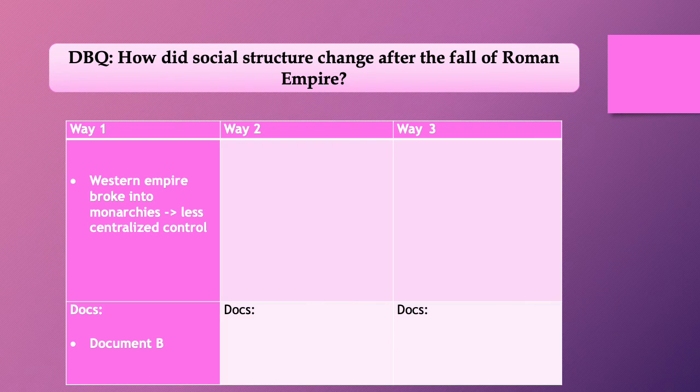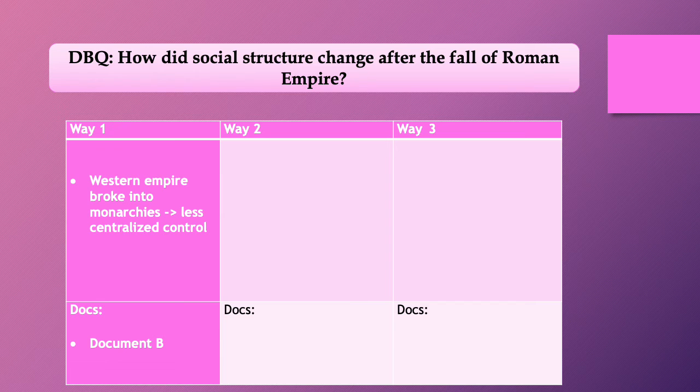All right, so I want you to go back to your DBQ. It is how did social structure change after the fall of the Roman Empire? We've seen a pretty big change. I want you to look for 3 ways. The first one has been provided to you, and it is that Western Empire broke into monarchies, and there's less centralized control. Document B is going to be your main source for that.